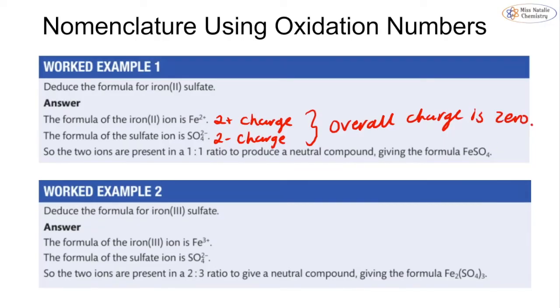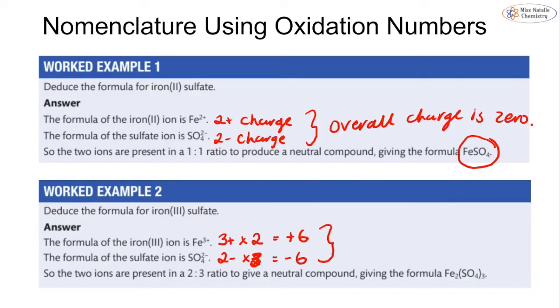So our formula is FeSO4. For iron(III) sulfate, it's slightly different. The iron in this case has a 3+ charge, and the sulfate has a 2- charge. Again, we want the overall charge to be 0, so we have to multiply the 3+ by 2 to give us 6+, and multiply the 2- by 3 to give us 6-.